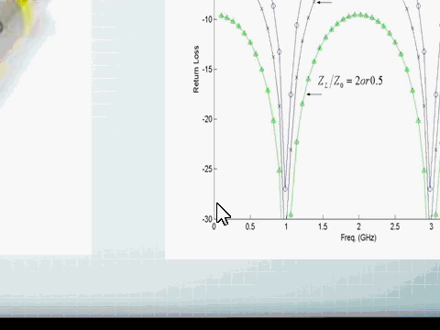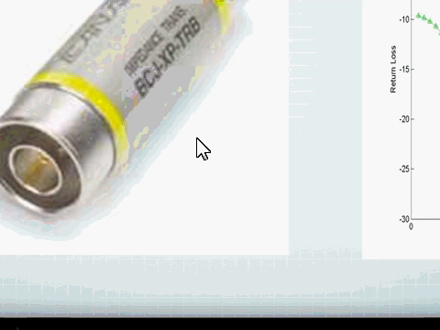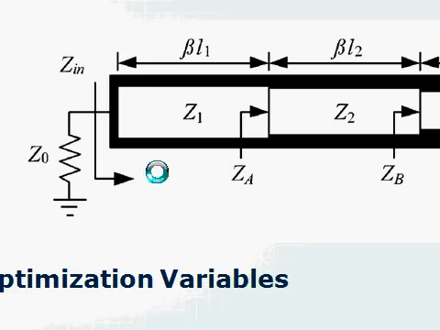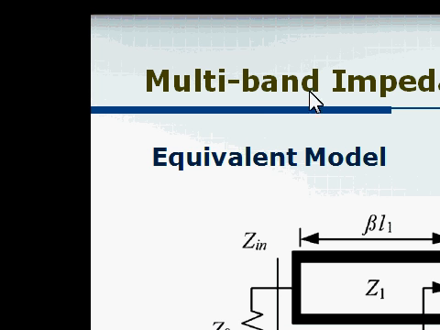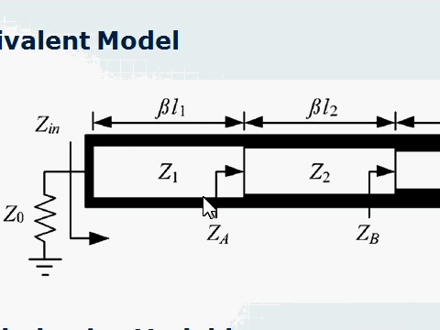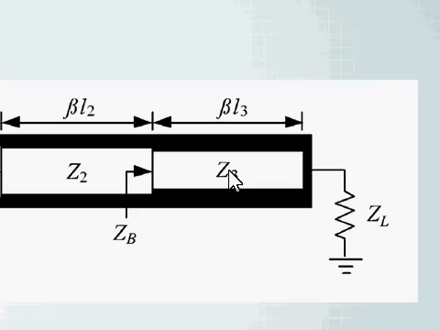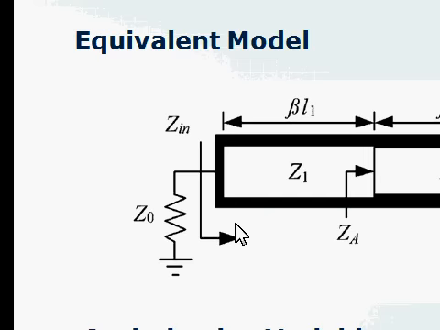The goal of this project is to design an impedance transformer which could work at 3 different individual frequencies for GSM and Wi-Fi network. And a multi-band impedance transformer is needed. It is composed of 3 different impedance transformers in serial. And there are 6 variables for a 3-band impedance transformer, which is 3 different impedances and 3 different electrical lengths.